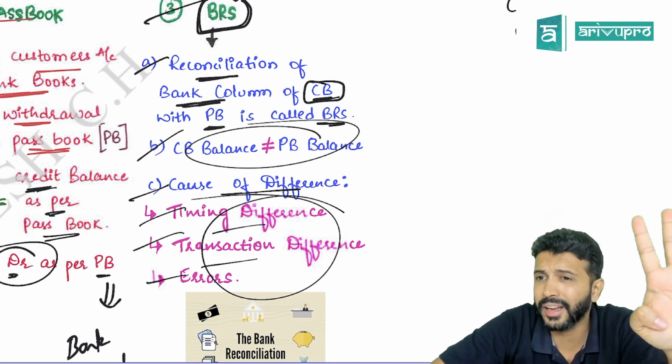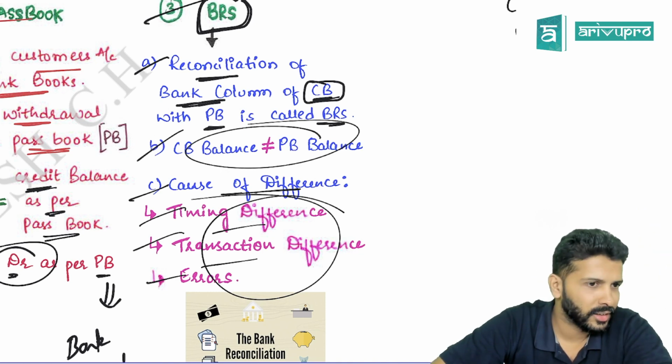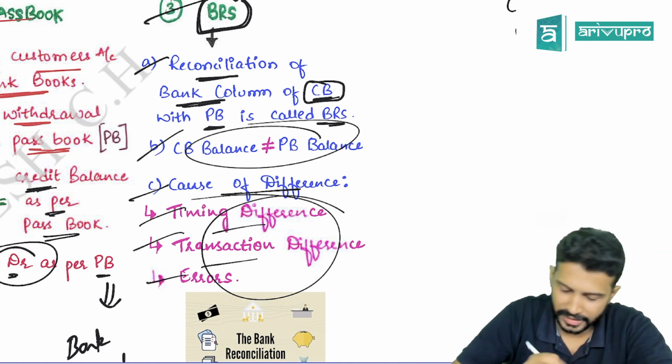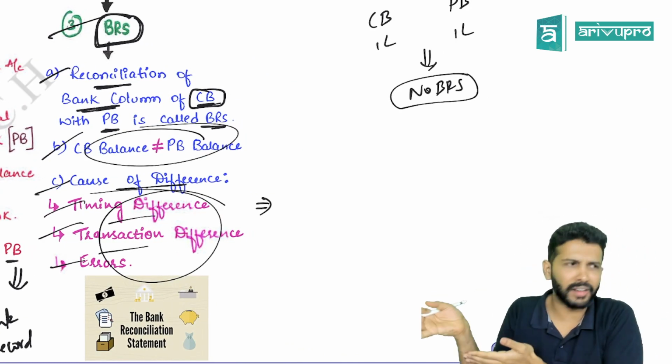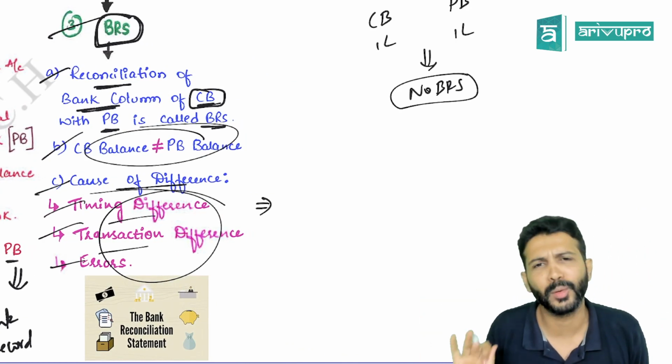What did I say? Timing, temporary, errors. Okay, and let's understand each one of them. Then we will do it. Don't worry. We have around 20 problems. Same thing we'll be doing in all the problems.